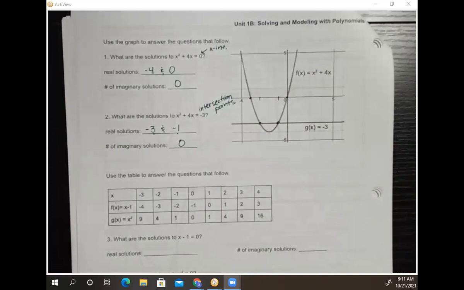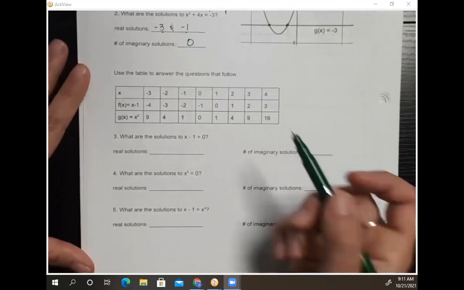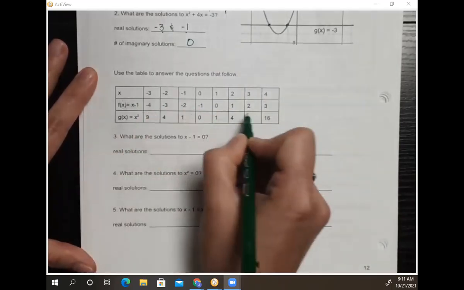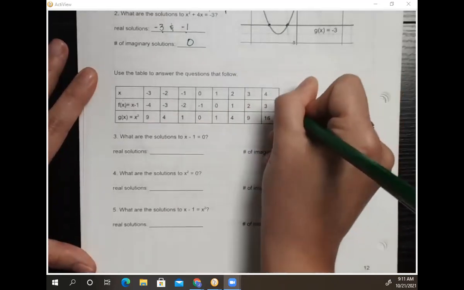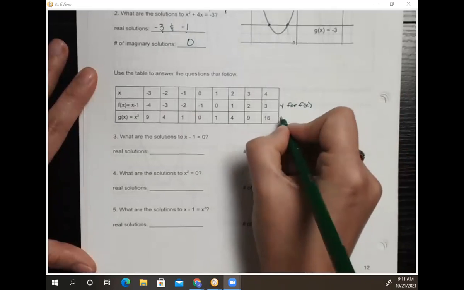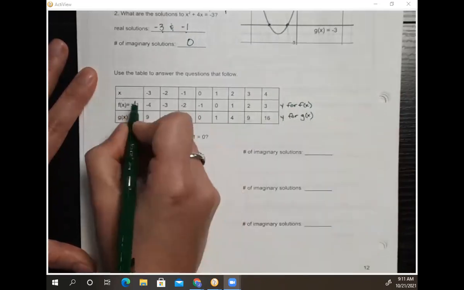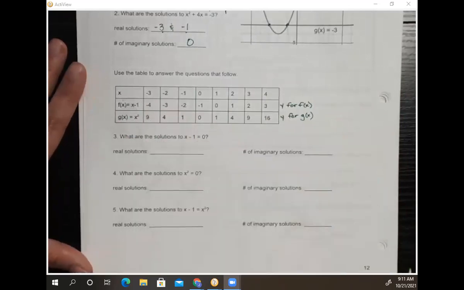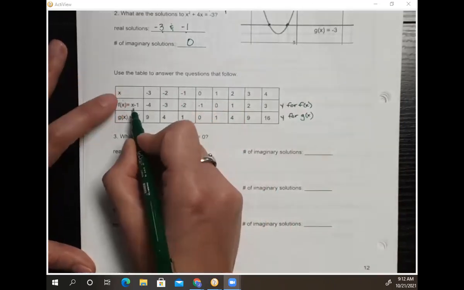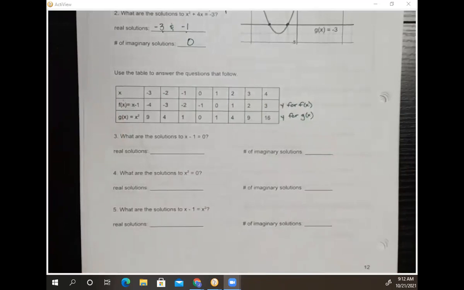Now let's take a look at our table. For our next couple problems, we're going to use this table here. We've got x values, and then I've got f of x, y values. These are the y values for f of x, and then these are the y values for g of x. It tells me what f of x is equal to and what g of x is equal to. So here's our x values, and if I'm looking at f of x, these are the y's. If I'm looking at g of x, these are the y's.